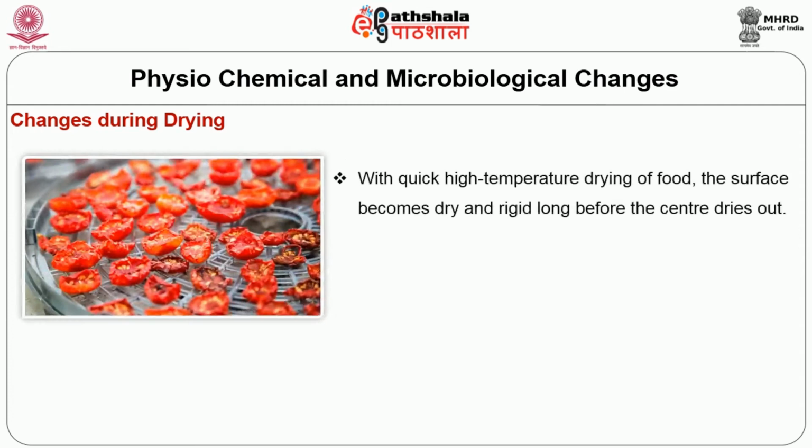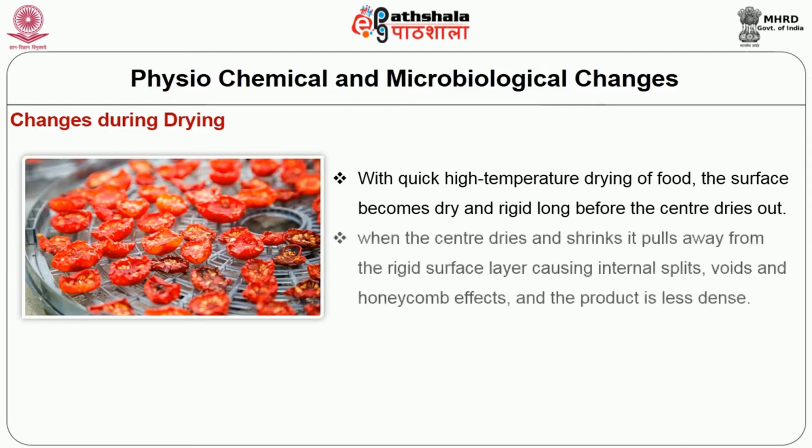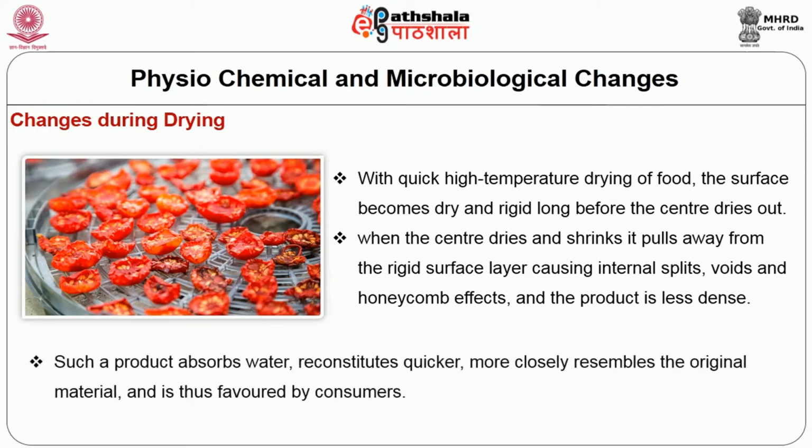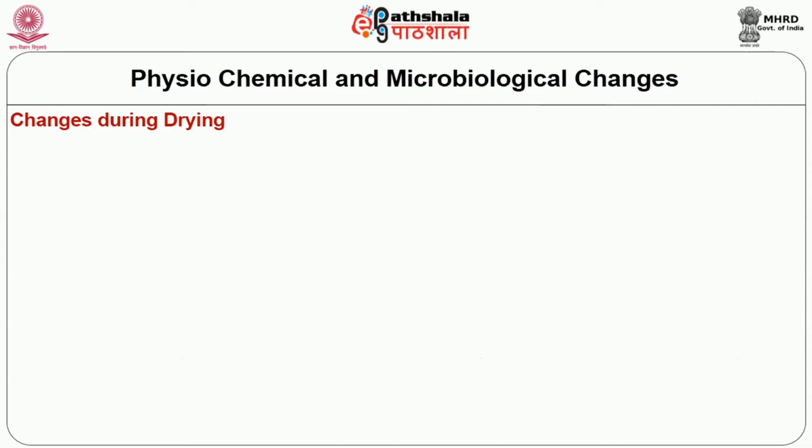With quick high temperature drying of food, the surface becomes dry and rigid long before the center dries out. Thus, when the center dries and shrinks, it pulls away from the rigid surface layer, causing internal splits, voids and honeycomb effects, and the product is less dense. Such a product absorbs water, reconstitutes quicker, more closely resembles the original material and is thus favored by consumers.